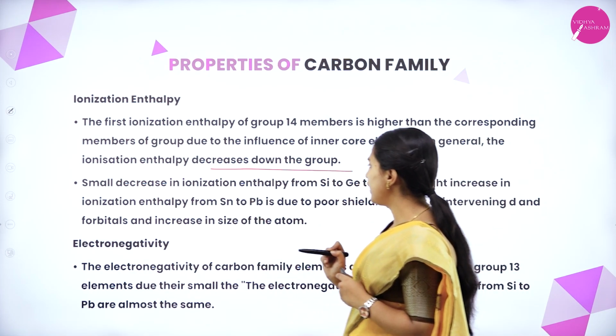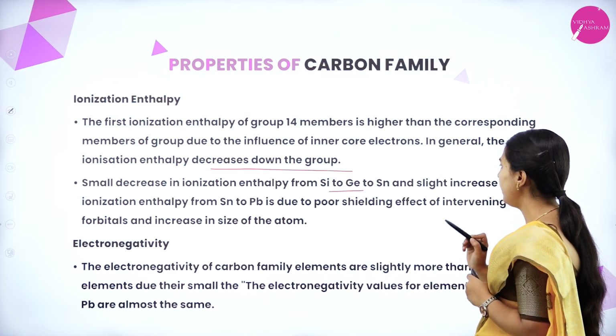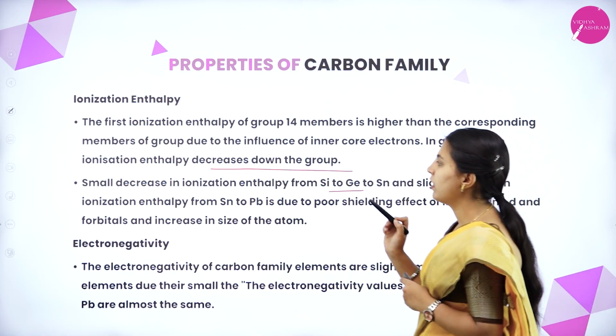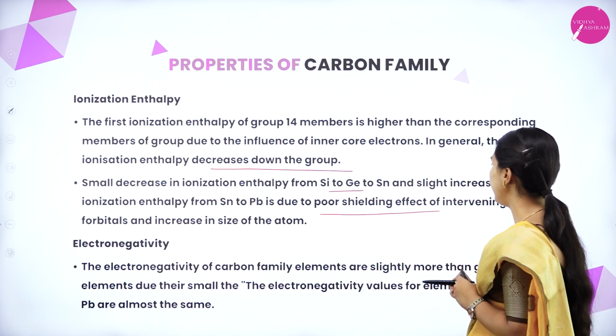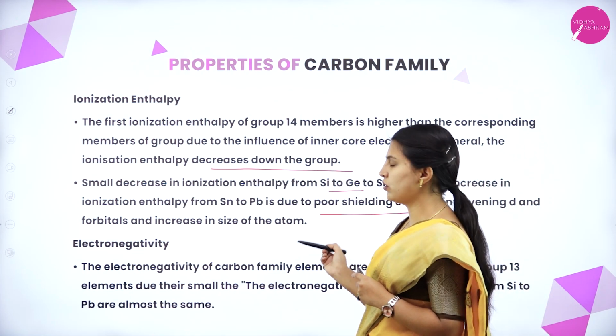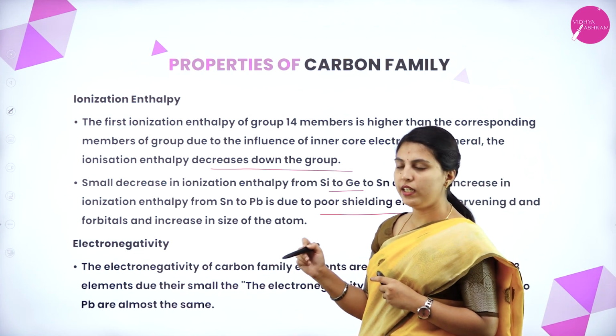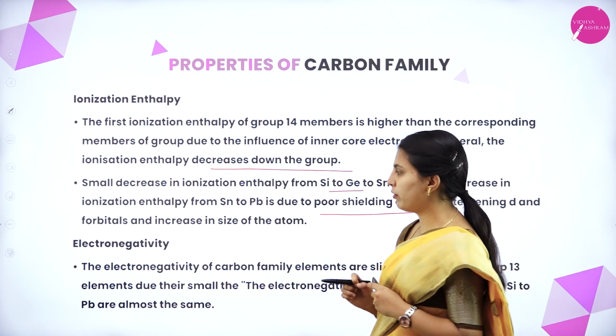Small decrease in ionization enthalpy from silicon to germanium to tin and slight increase in ionization enthalpy from tin to lead is due to the poor shielding effect of intervening d and f orbitals and increase in size of the atom. Here, poor shielding effect can be seen due to the d and f orbitals.